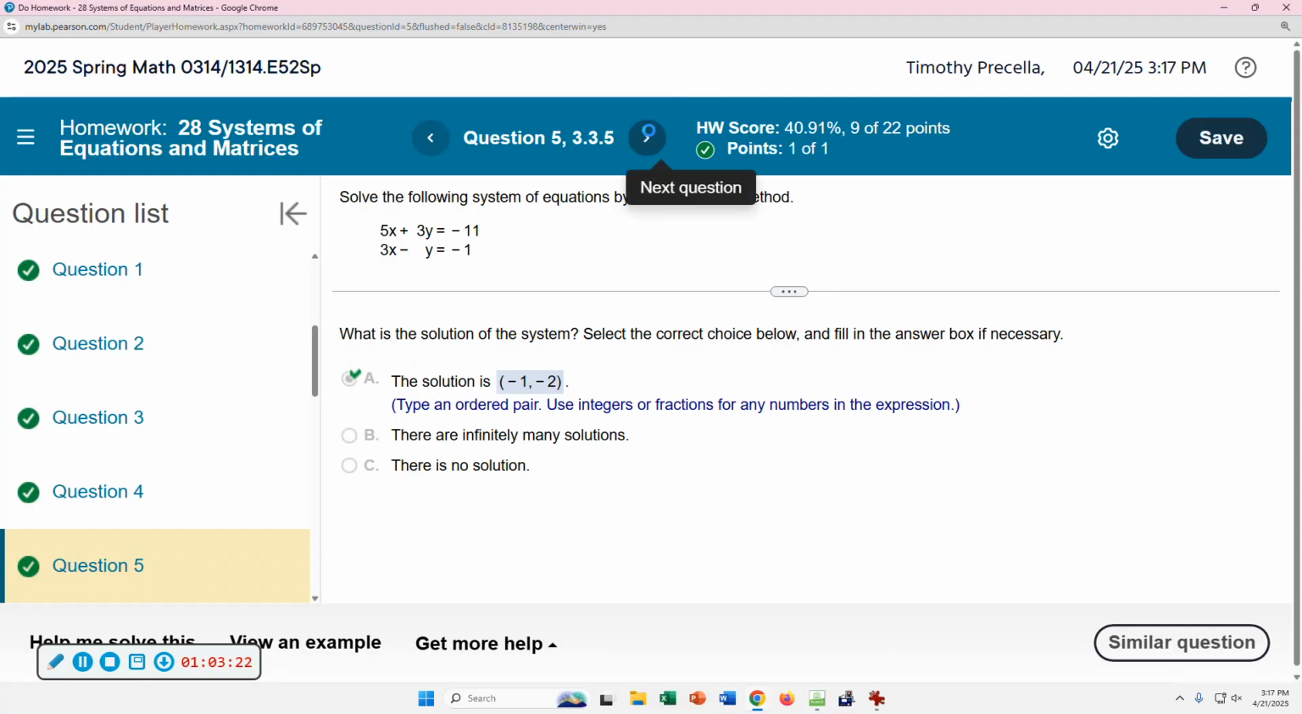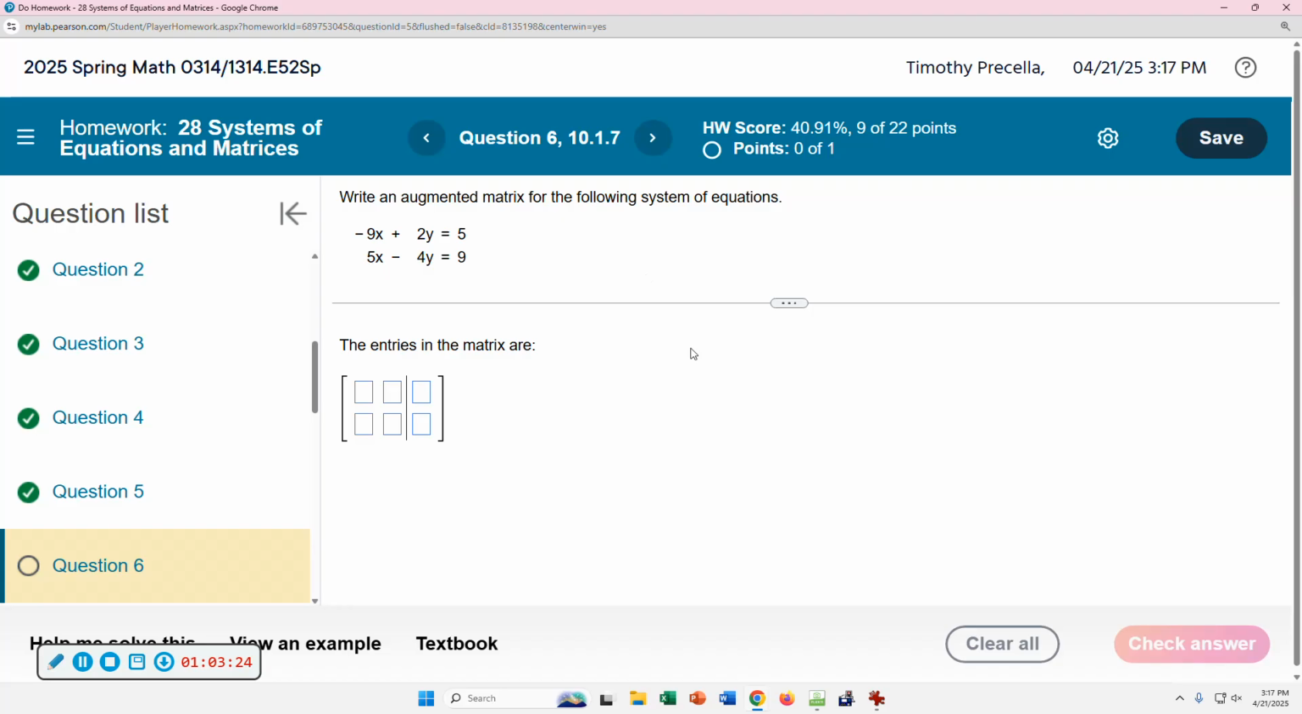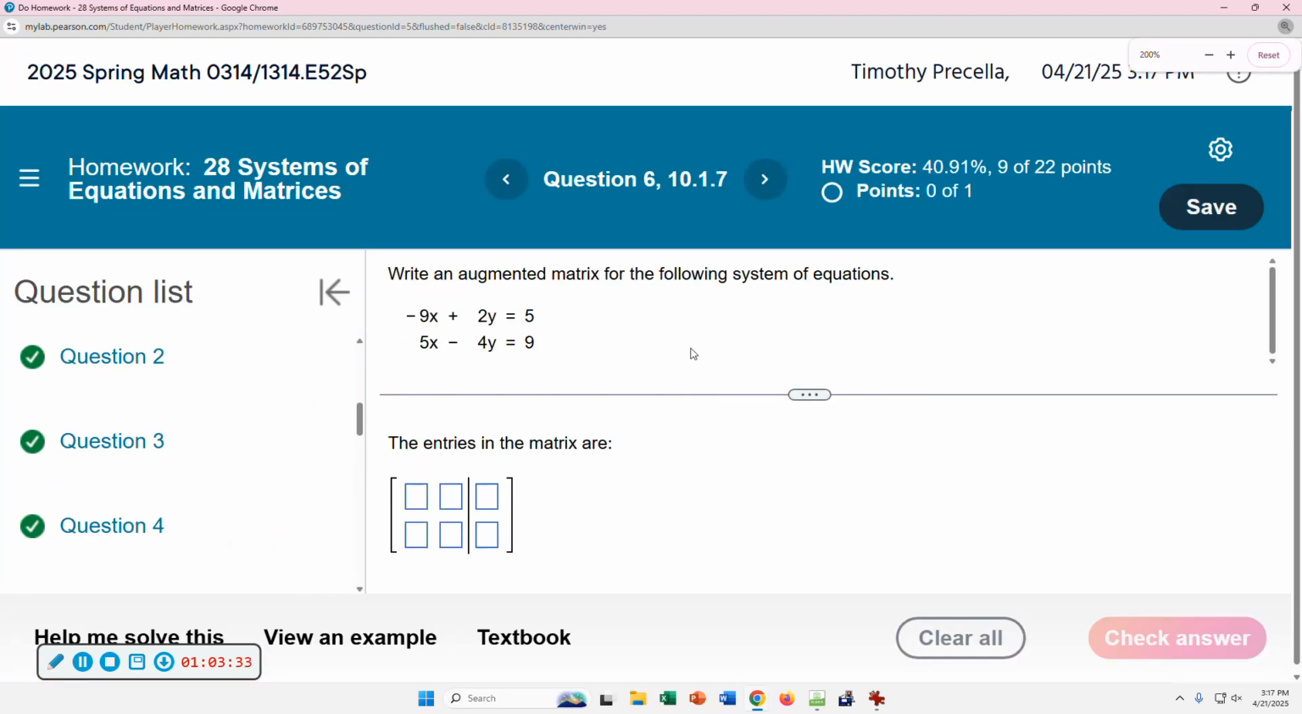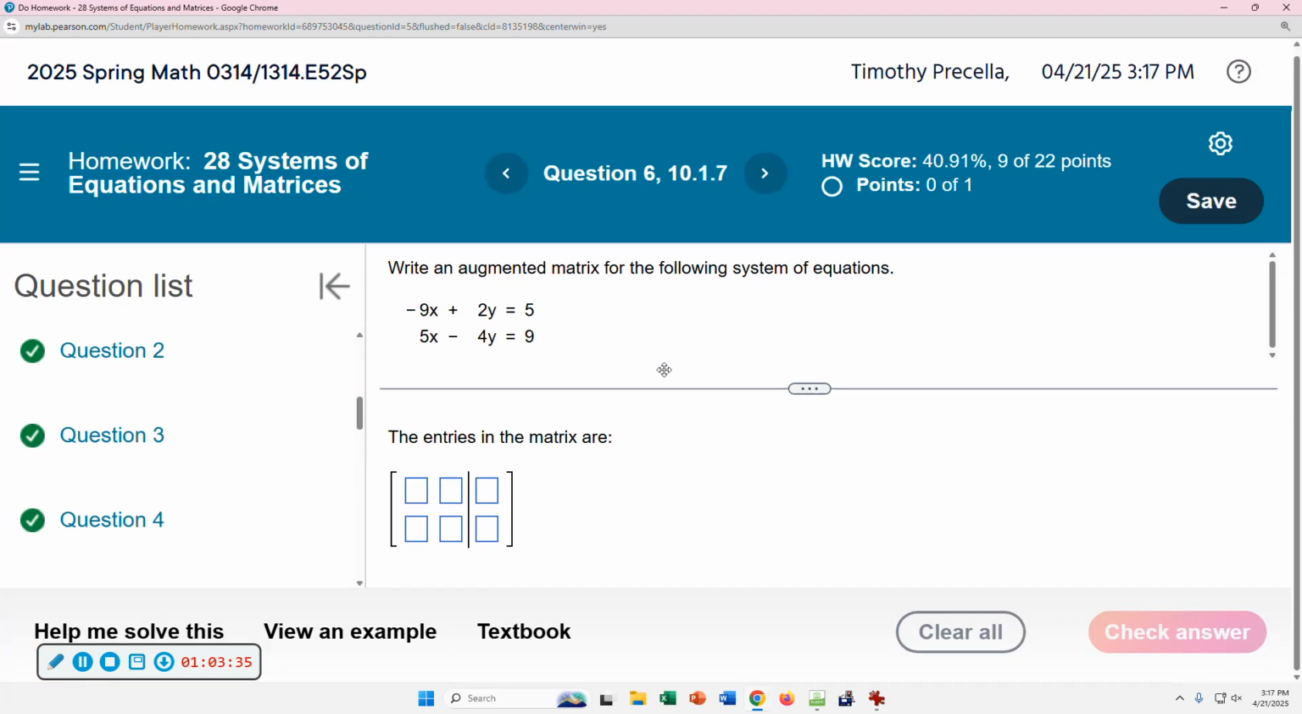So, let's look at number 6. Write an augmented matrix for the following system of equations. Let me write out this problem. This is number 6. I tried to make it a little bigger. Negative 9x plus 2y equals 5. And 5x minus 4y equals 9.